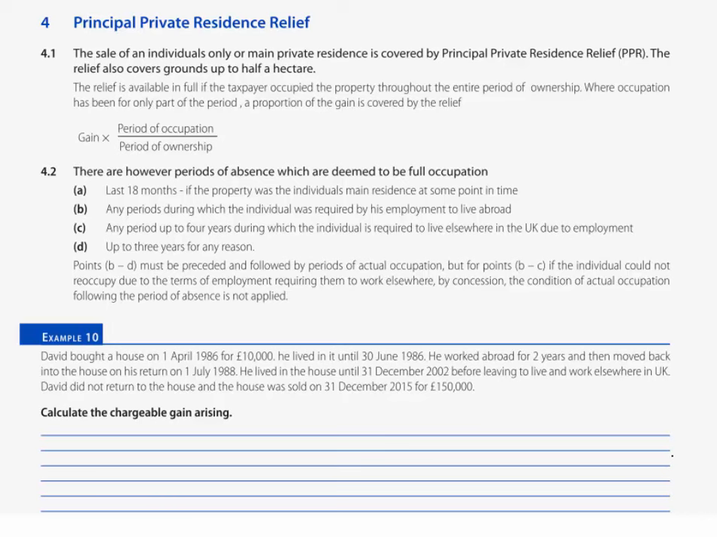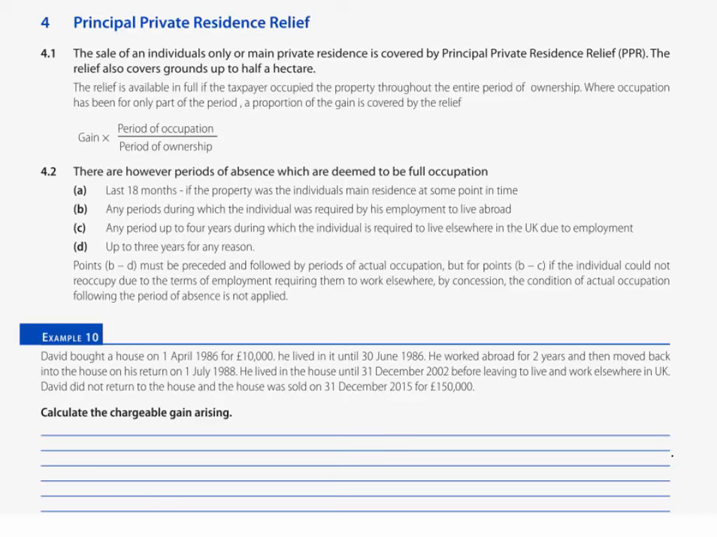Now, you might think, based on what I've said so far, that for periods that you do not live in the property, maybe that gives rise to chargeability. Well, in fact, it doesn't necessarily, because what we will see in section 4.2 of the notes in front of you is that there are significant periods of absence which will actually be allowed, will be deemed to be full occupation, and therefore no chargeability will arise.